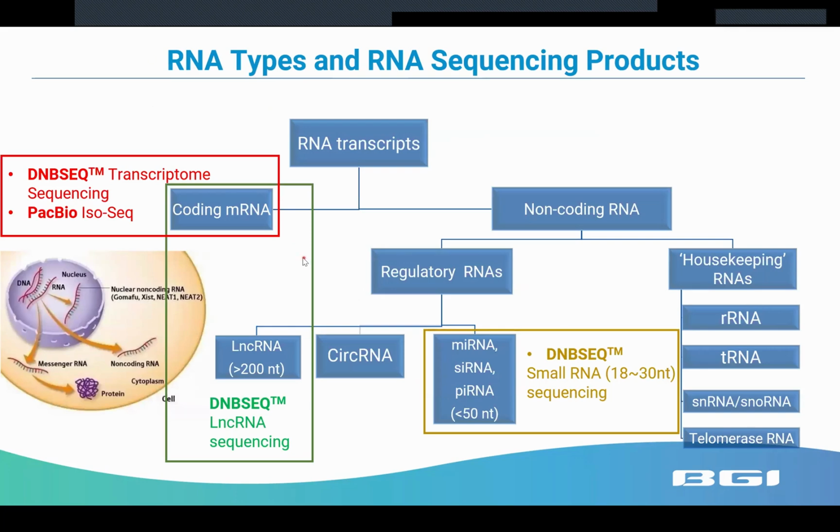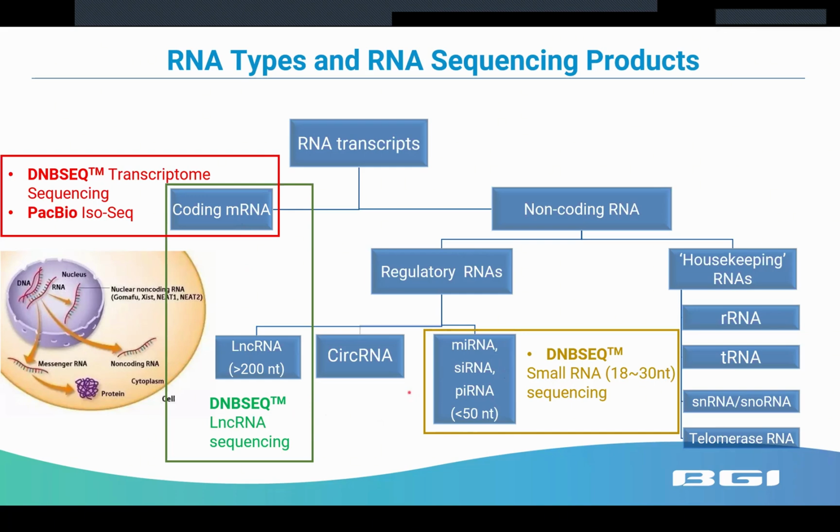The most commonly sequenced RNAs are mRNA, long non-coding RNA, and small RNA. Due to the different length and structure of those types of RNA, the procedure of RNA sequencing is different. So here's DNB-seq transcriptome sequencing and PacBio Iso-seq for mRNA, and DNB-seq lncRNA sequencing product for long non-coding RNA. And actually, we can get both the mRNA information and the long non-coding RNA information from the sequencing data. And for small RNA sequencing, the product is DNB-seq small RNA.